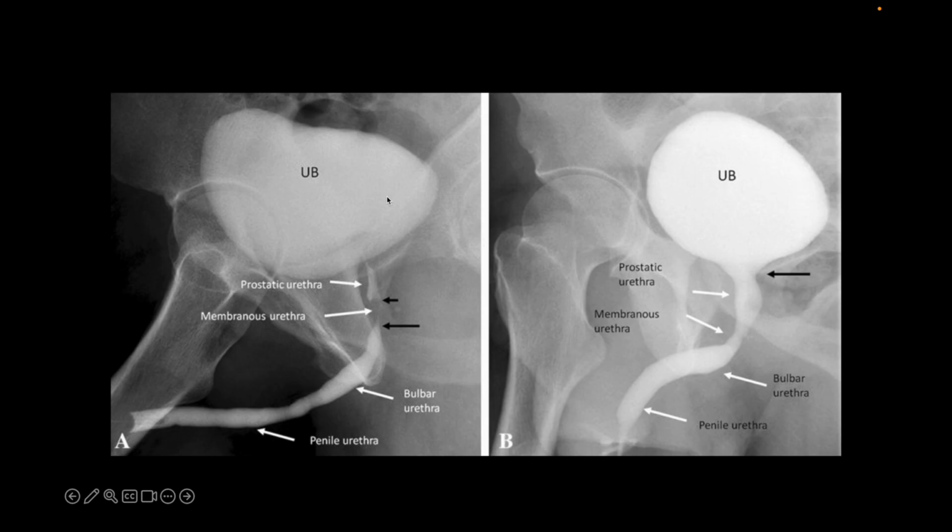So this is the annotated diagram. You've got the bladder, you've got the bladder neck here. You've got the prostatic urethra, which is the first part of the urethra. You've got the membranous urethra, which is the more narrow bit, just distal to that bulbous prostatic bit. Then you've got the bulbar urethra, and then you've got the penile urethra. The penile urethra is the external part of the urethra.